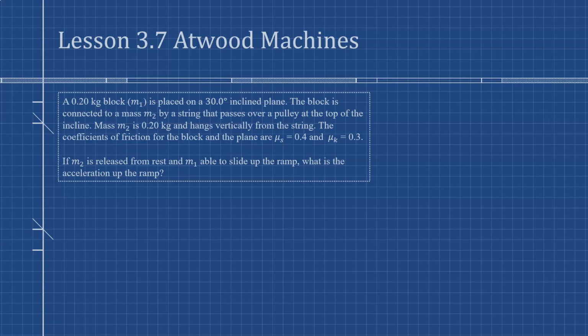What is the acceleration up the ramp? Well, let's just figure this out once and for all. If it's accelerating up the ramp, that means that it's moving. It has to be moving to be accelerating. Therefore, we're going to use kinetic friction because it's moving, not static friction. And I can completely ignore the static friction value because it's just extra information that I don't need.